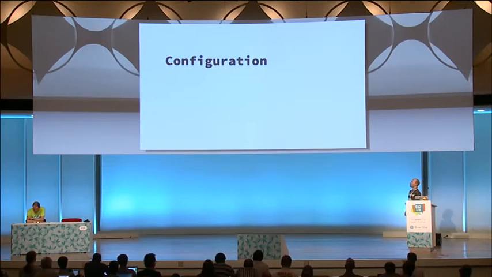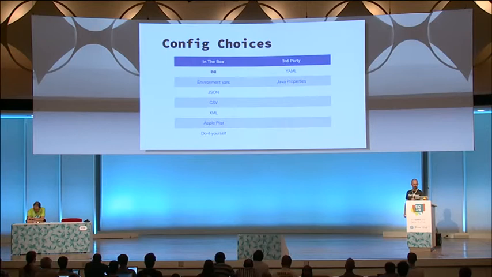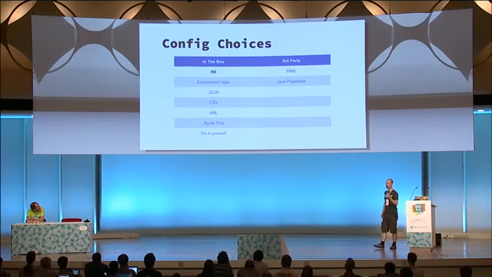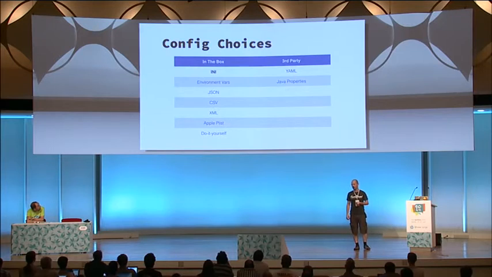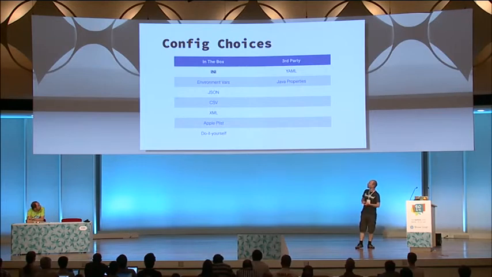So let's talk about configuration. We have a bunch of options for configuration. And we have way more just out of the box in the standard library than I thought until I went looking. I kind of thought of INI files and JSON. I suppose I thought about CSV. But there's a whole bunch of stuff that we get out of the box.